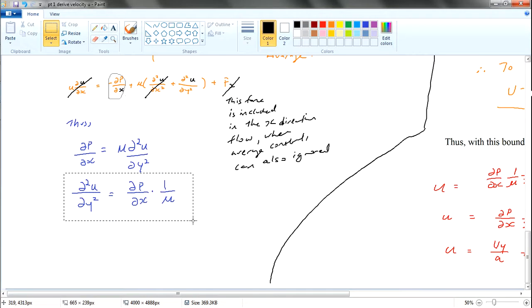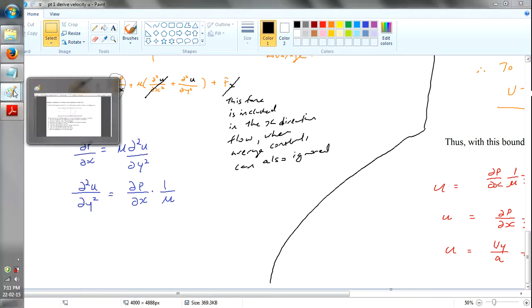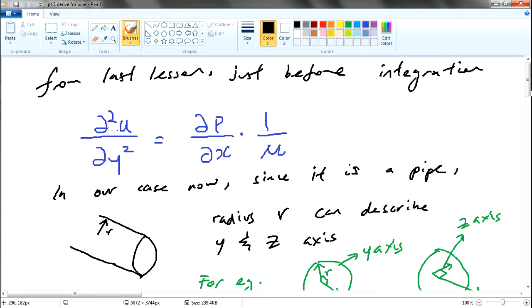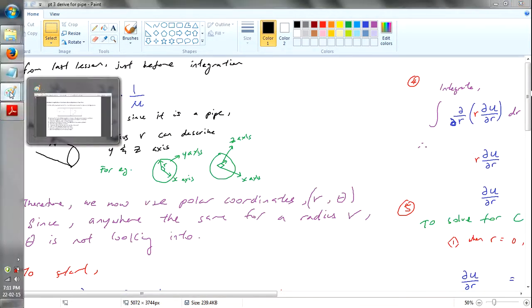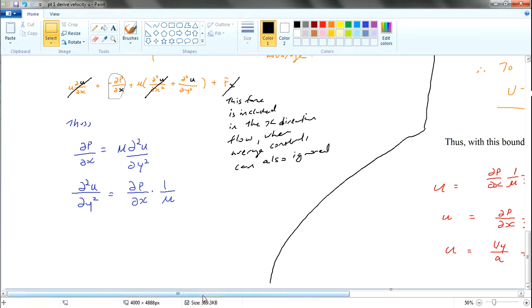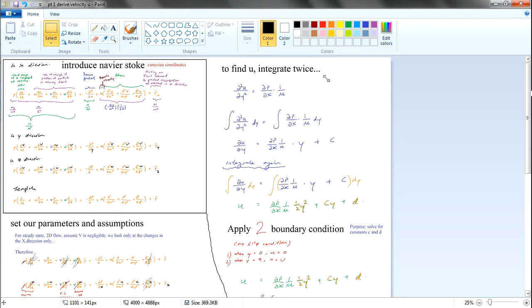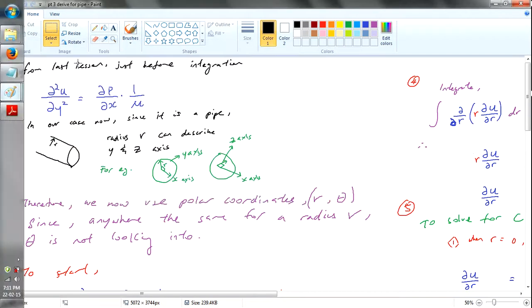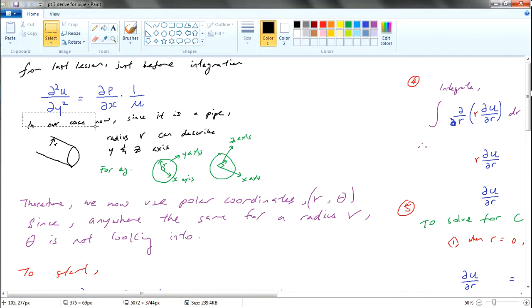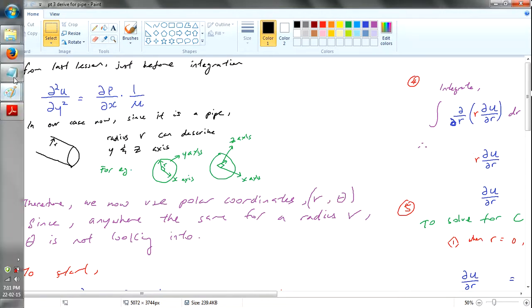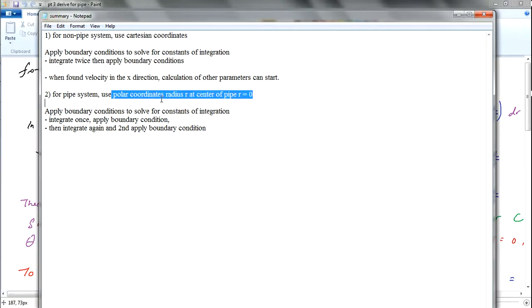If you remember, this is exactly the same. Once we derive this, what we need to do is change to polar coordinates. This is where the changes come in. So I take this equation out. This is the equation from last lesson, just before integration. In the last 9 videos, after we had this equation, we could straight away integrate twice to find u. But now we have to integrate one time first, so we have to change to polar coordinates.